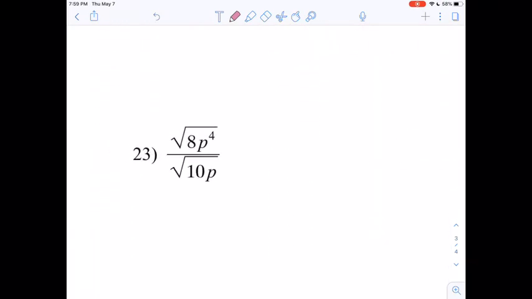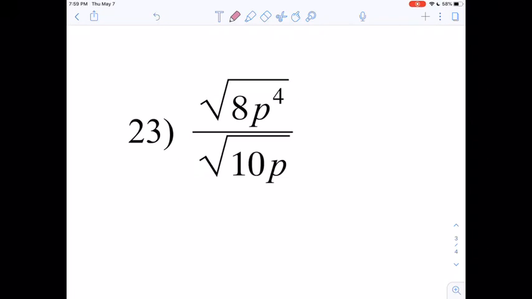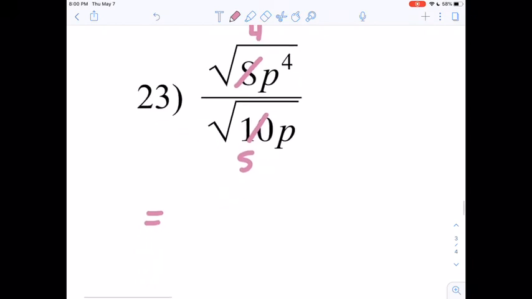Okay, and last two, I promise. We are almost done. Thanks for bearing with me. So let's simplify our insides. So I could divide 8 and 10 by 2. So that's going to become 4, and that's going to become 5.